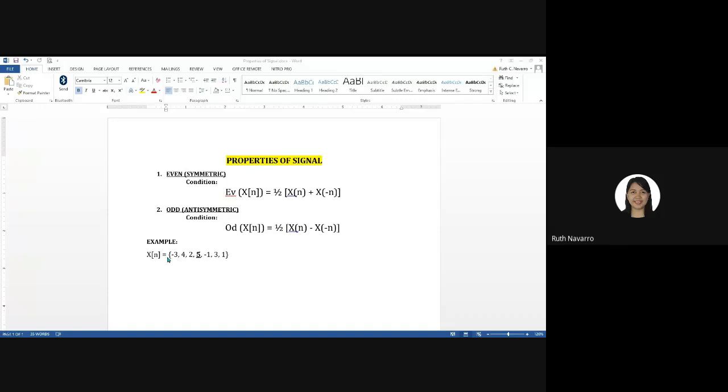Okay, so we have this example: x of n equal to negative 3, 4, 2, 5, negative 1, 3, and 1, wherein 5 is where n is equal to 0. In order for us to get the even signal, let's first flip the x of n: 1, 3, negative 1, 5, 2, 4, and negative 3. And n equal to 0 is still 5. This is the flip method of the signal.